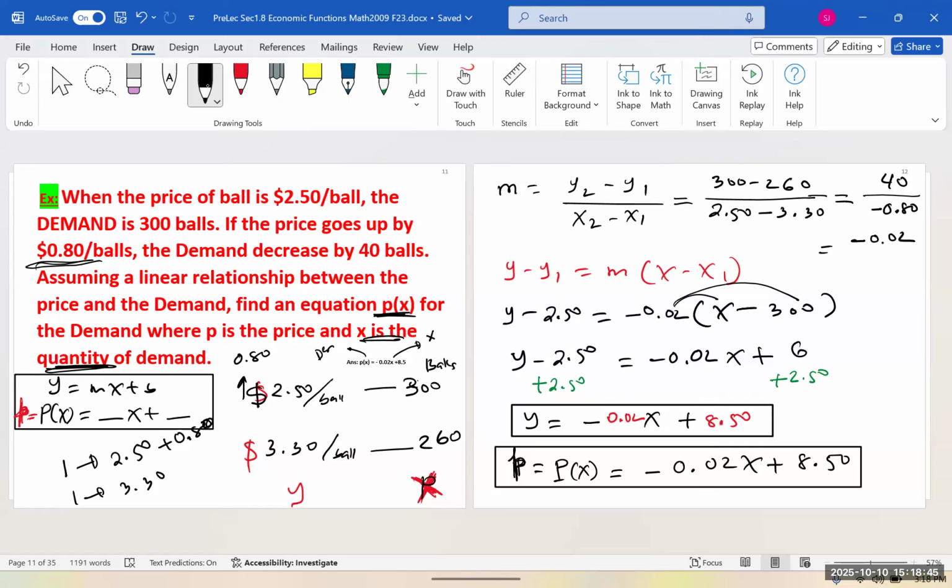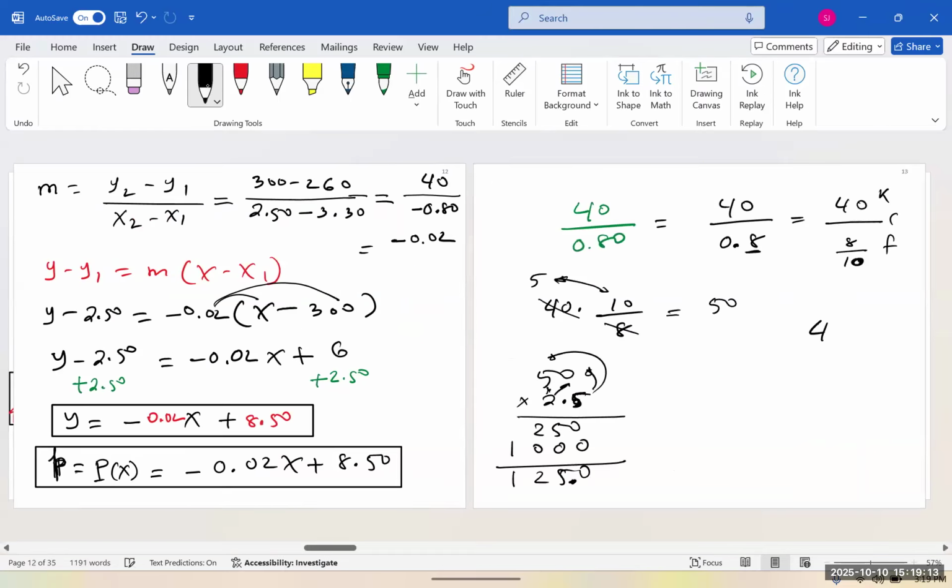It doesn't matter which one you get negative either way. So either you switch that or you switch that. 40 divided by negative 0.8. No, it's 0.02. We have 40 and we are dividing by 0.8. 0.8 means it's 8 divided by 10. So you flip, you get 40 times 10 over 8.